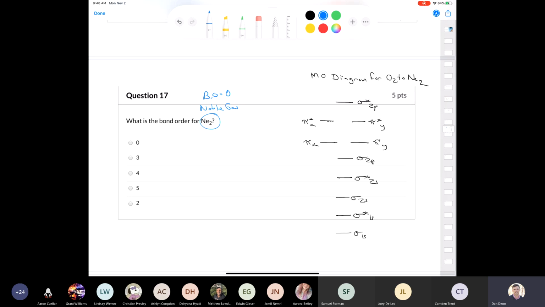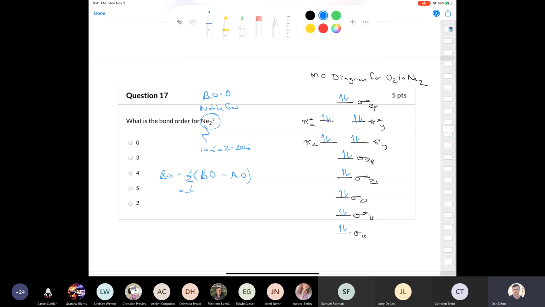Let's do it anyway. Neon has a total of how many electrons? Well, neon has a total of 10 electrons. So we have 10 times 2, which gives us 20 electrons total. 1, 2, 3, 4, 5, 6, 7, 8, 9, 10, 11, 12, 13, 14, 15, 16, 17, 18, 19, 20. Bond order is calculated as this: 1/2 times the number of electrons in bonding orbitals, minus anti-bonding molecular orbitals. Put it like that.